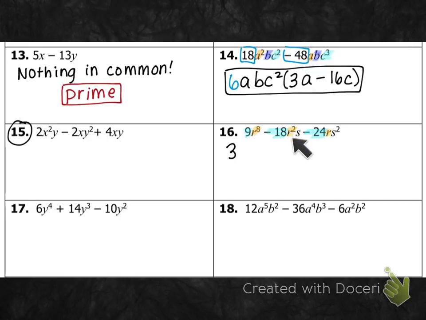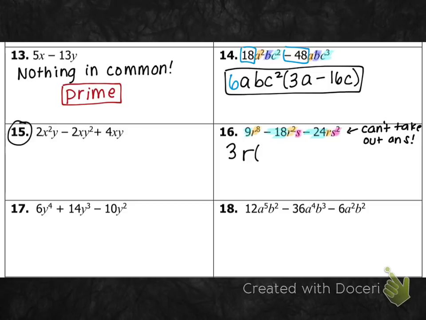Now we have r to the 8th, r squared, and r. What's your lowest exponent? R. So we're going to just write an r here. And then do you see how there's only 2 numbers with s's? This one doesn't have an s. We can't take out an s then. And then what are we left with?